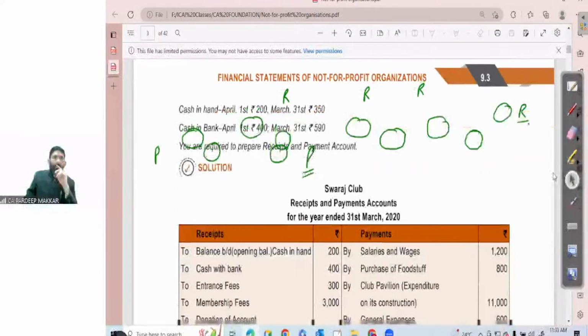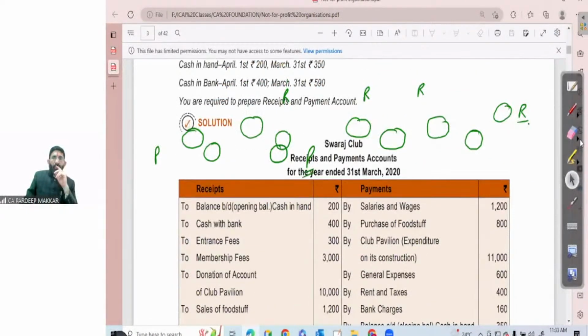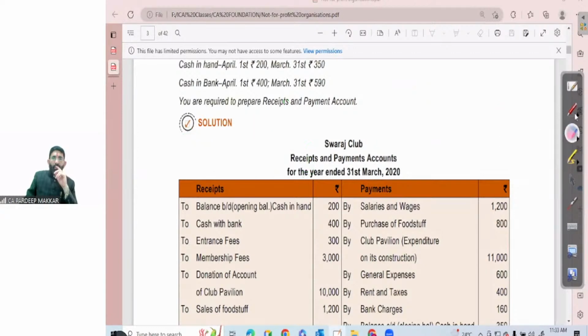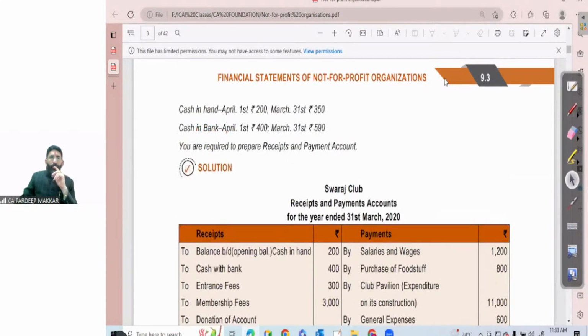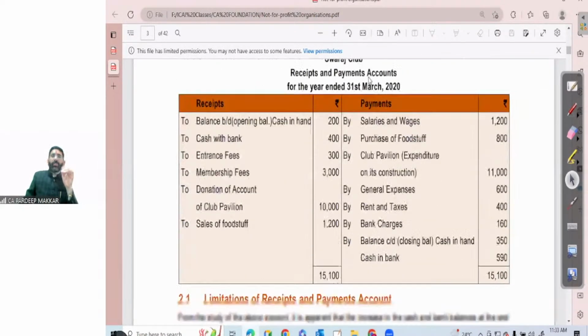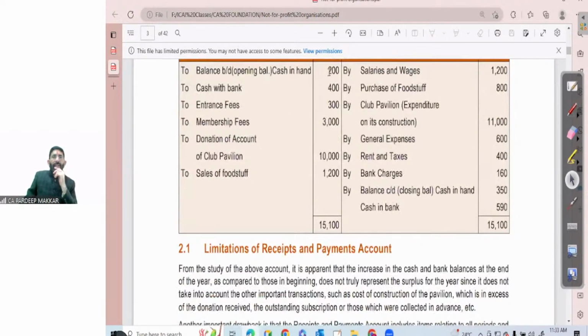See, here it is. Then cash in hand is given to you, opening and closing. If cash in hand opening is given to you, cash in hand closing is given to you, cash in bank is given to you, then they will be entered simply like this. To balance brought down, opening cash in hand and opening cash in bank. Then all receipts are entered. You may check it out. Have you entered it? Then all payments are entered, and the balance figure is closing balance, cash in hand, cash in bank, whatever it is.